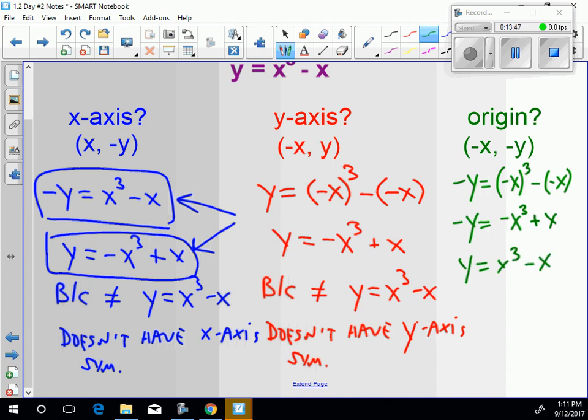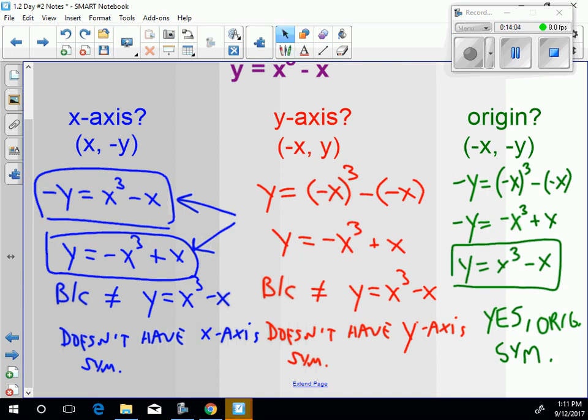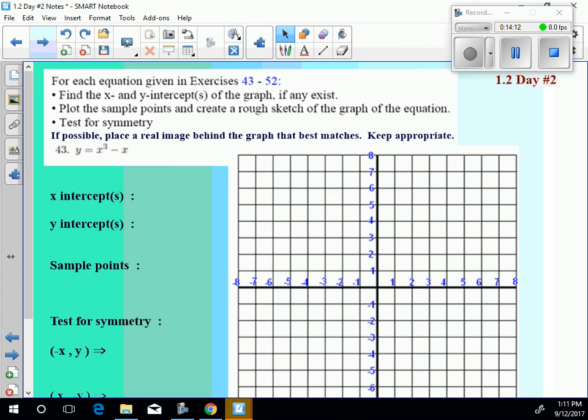Oh, pyong. Therefore, yes, origin symmetry. So, Luca, there's your example. Algebraically. Cool. Okay, I believe we go to homework next.